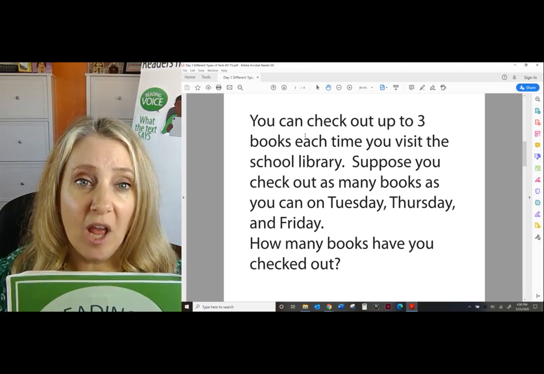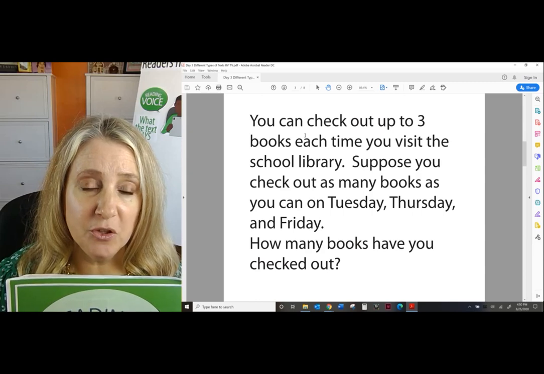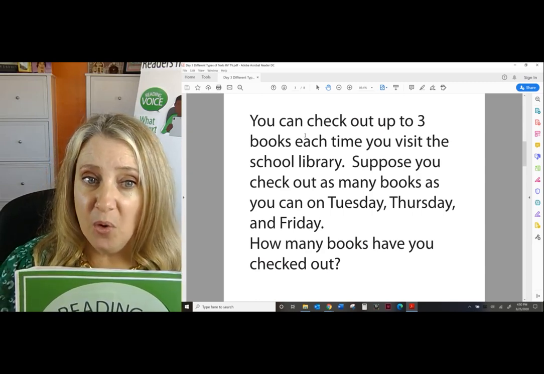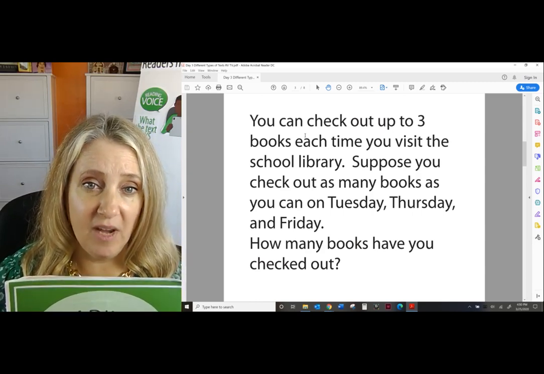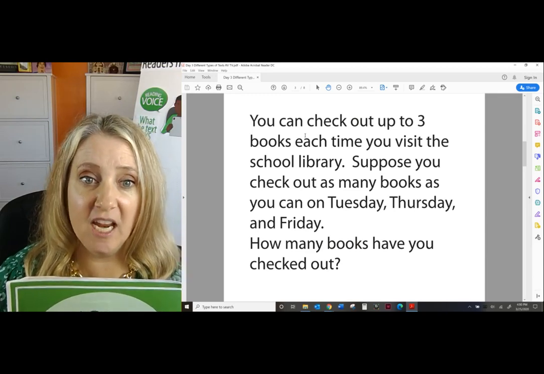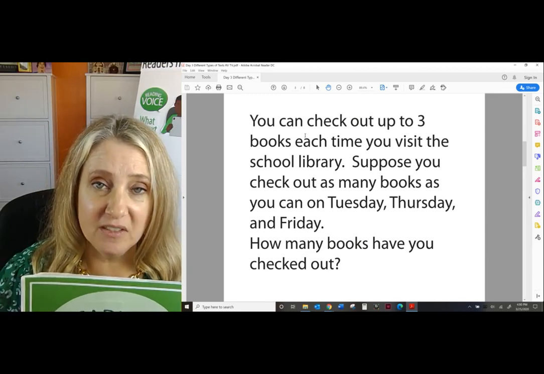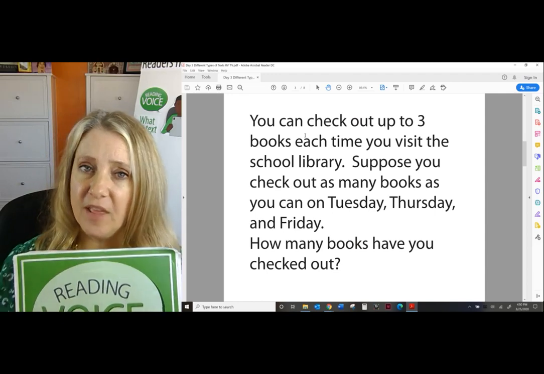You can check out up to 3 books each time you visit the school library. Suppose you check out as many books as you can on Tuesday, Thursday, and Friday. How many books have you checked out? So that's my reading voice.